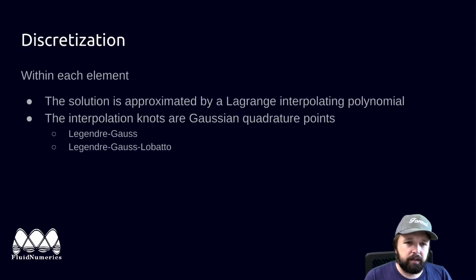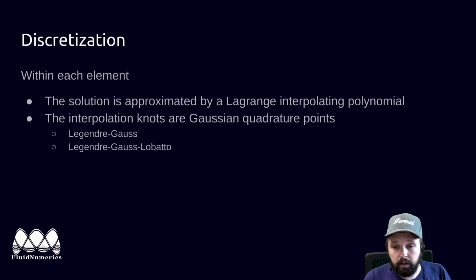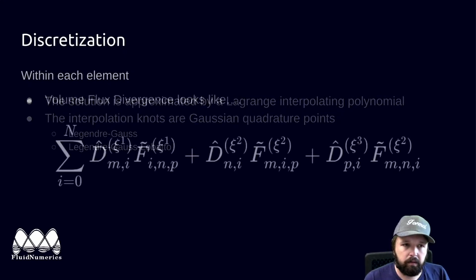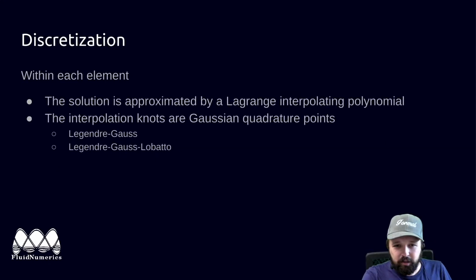So yeah, for the discretization within each element, the solution is again approximated by a Lagrange interpolating polynomial. The interpolation knots are Gaussian quadrature points. Again, I primarily work with Legendre points, particularly Legendre-Gauss, but there are options for Legendre-Gauss-Lobatto as well as Chebyshev-Gauss and Chebyshev-Gauss-Lobatto points.